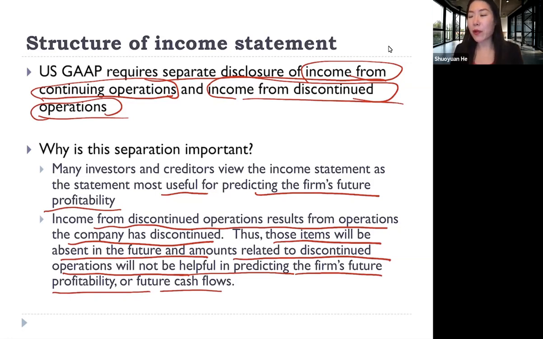But what is important? The important part is income from continuing operations, because those operations, if nothing changed, are going to happen again in the future. So that's why we need to separately disclose those two items.